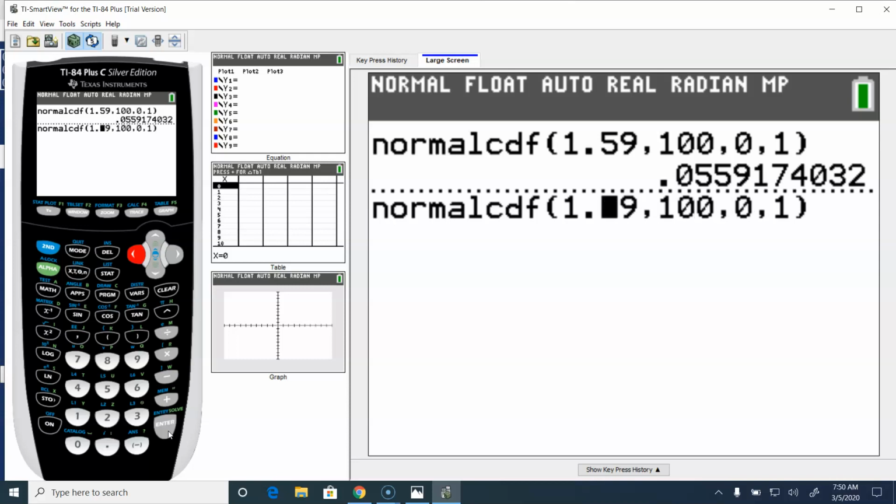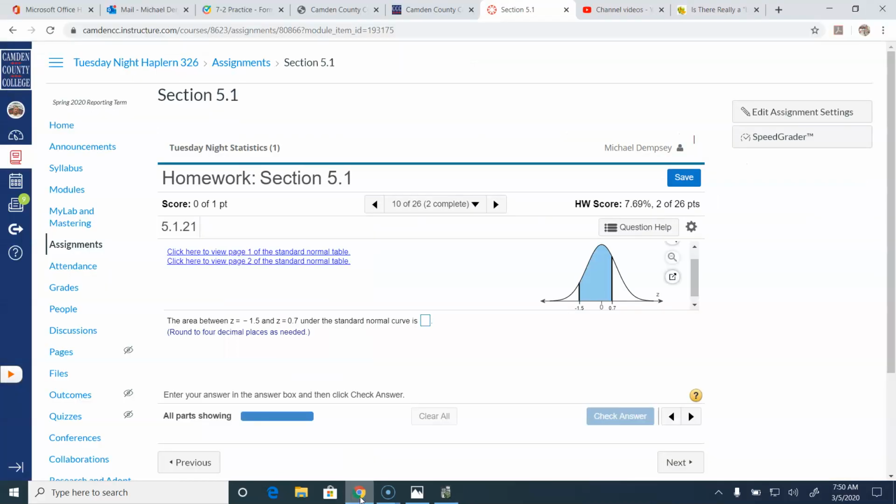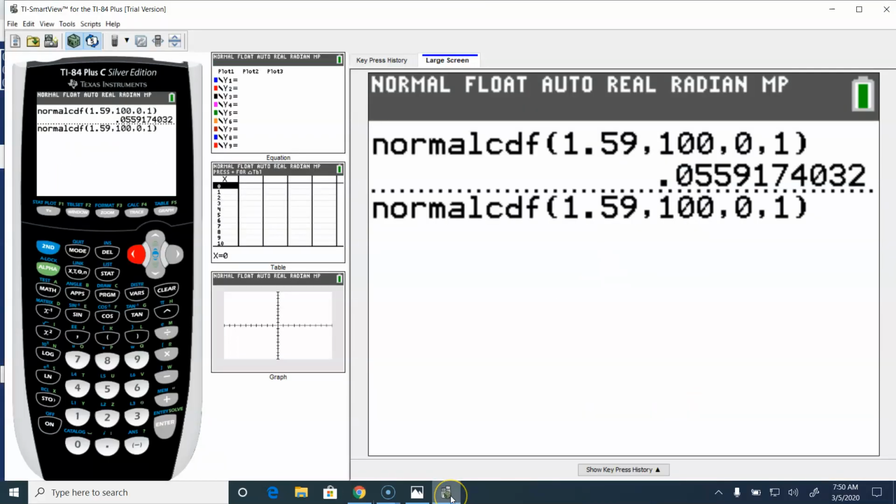My calculator locked up on me the last time I did this, so I'll try to be careful. We want to go from negative 1.5 to positive 0.7. Remember, that's this negative sign down here. Negative 1.5 up to positive 0.7. Our mean is still 0 and standard deviation 1. If I just delete that comma, I think I'll have everything I want.